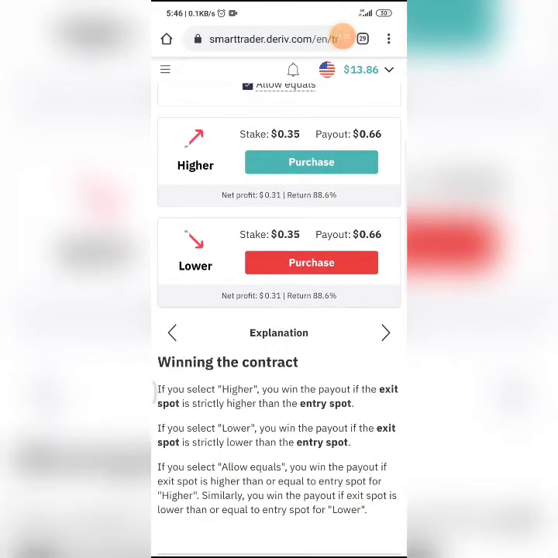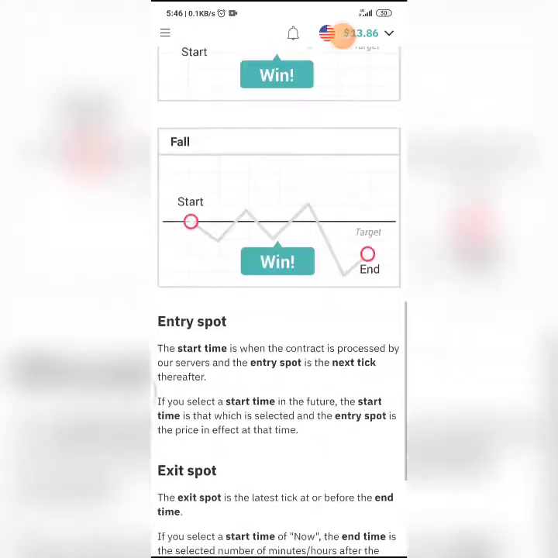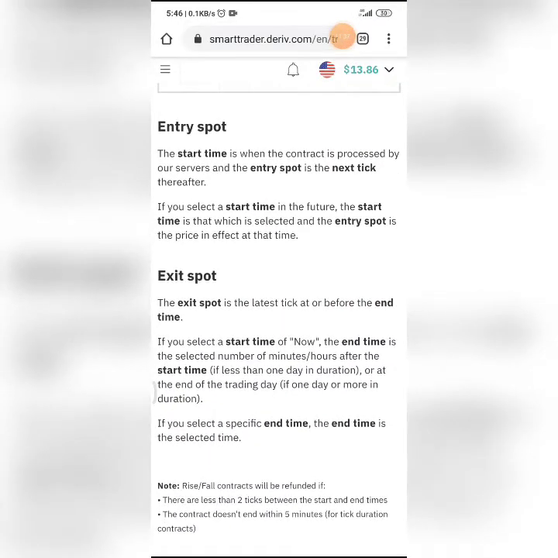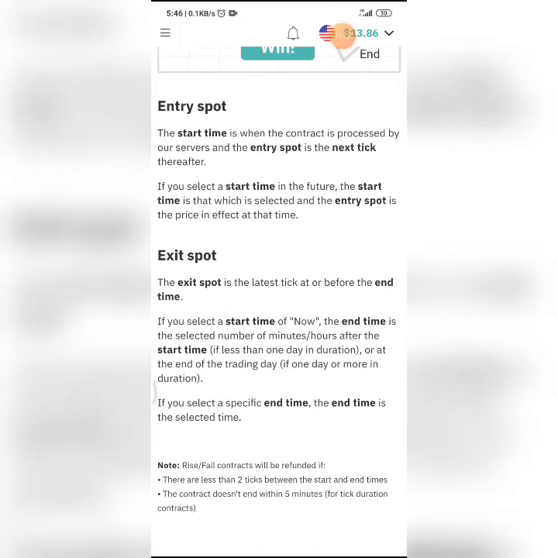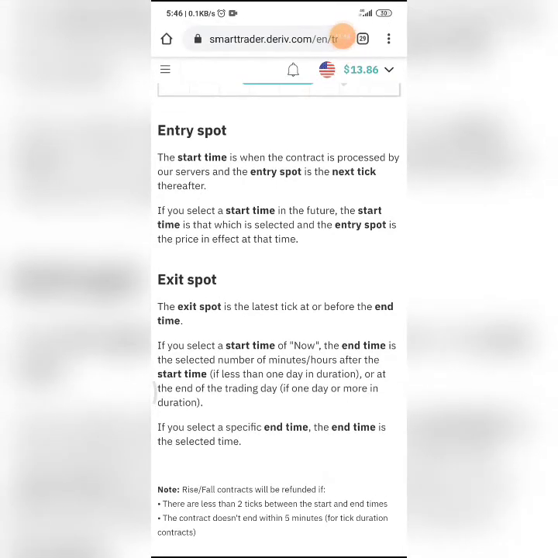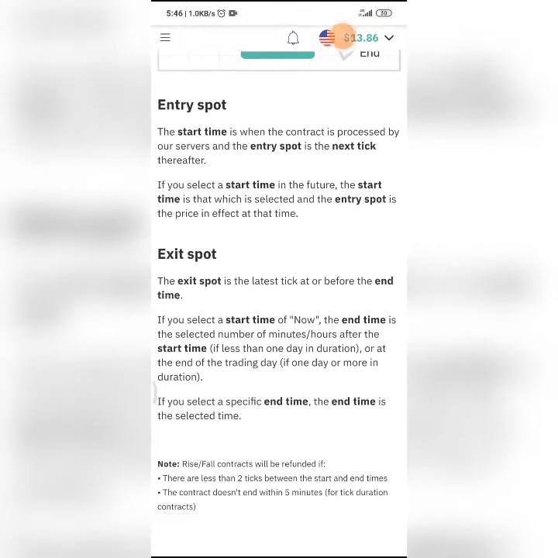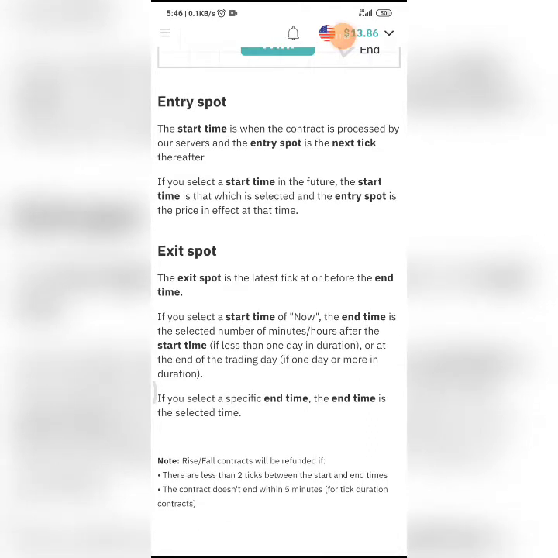Okay, let's go back to the explanation. And right over here, I think we are done. Exit spot is the latest tick at or before the end time. So if you select a start time of now, the end point is the selected number of minutes or hours after the start time. And this is all expenditure. I've done this, and just note, rise and fall contracts will be refunded if there are less than 2 ticks between the start and end times. The contract doesn't end within 5 minutes for tick duration contracts.